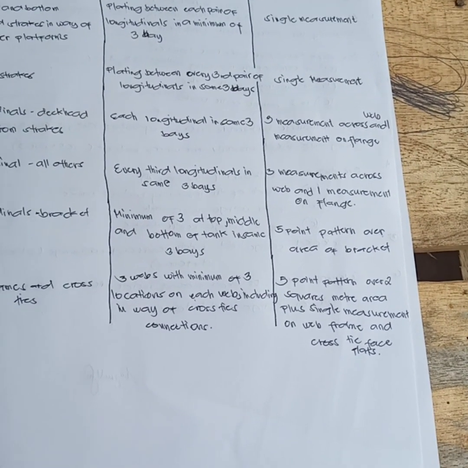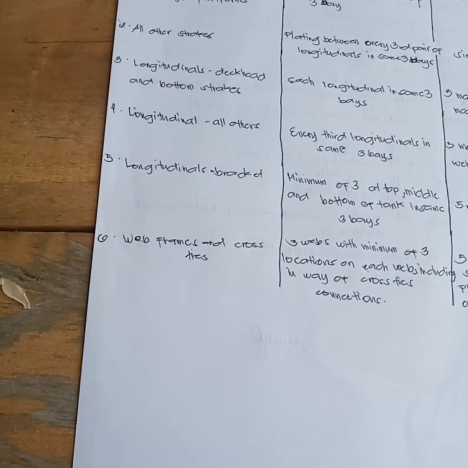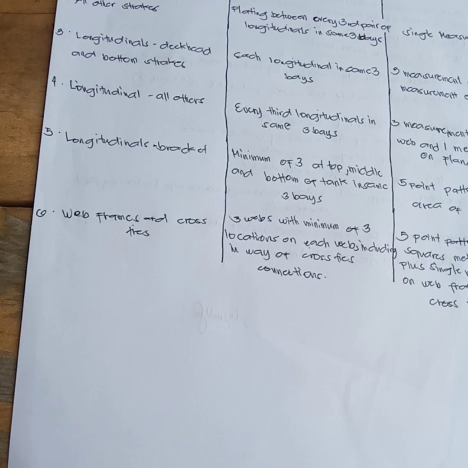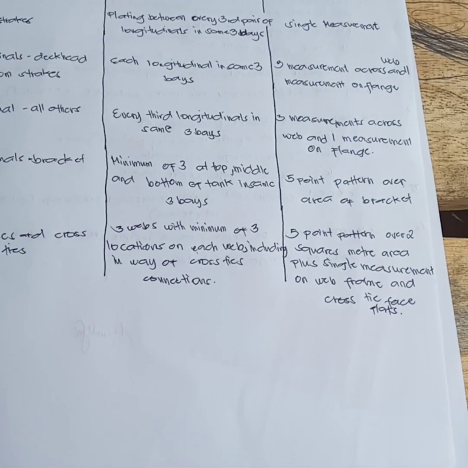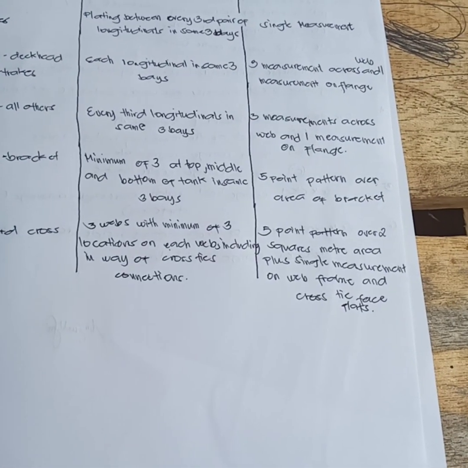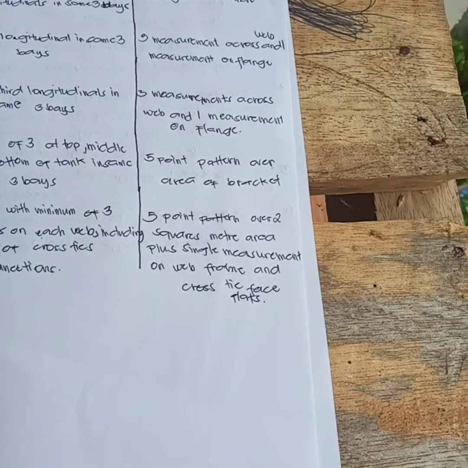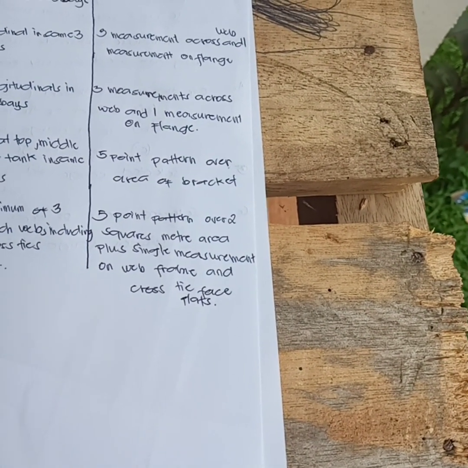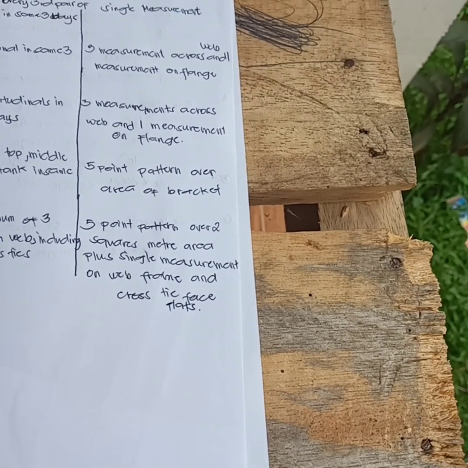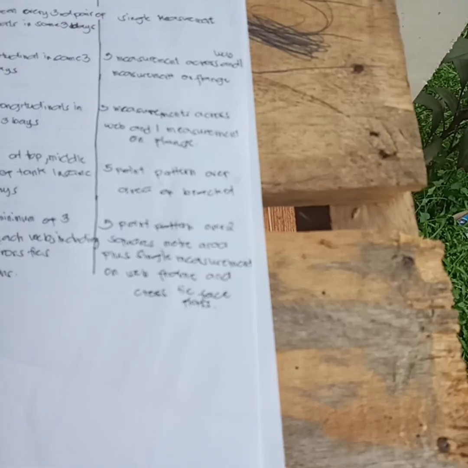Number 6, last number, is the web frames and cross ties. 3 webs with a minimum of 3 locations on each web, including in way of cross tie connections. 5 points pattern over 2 square meter area, plus single measurement on web frame and cross tie face flats.